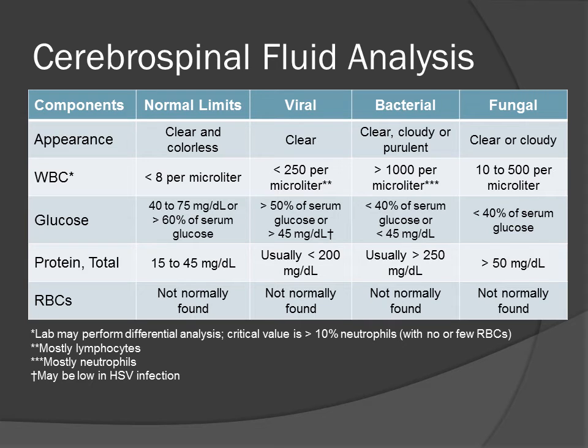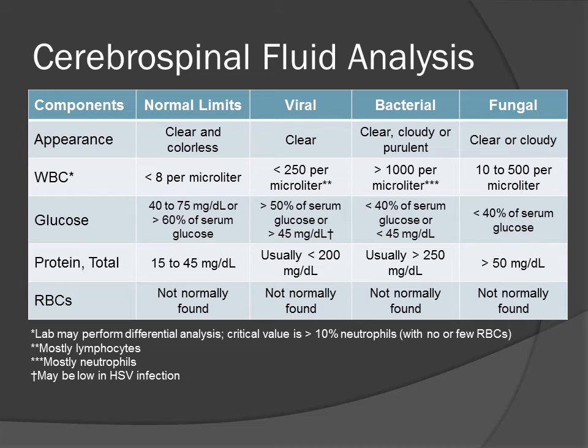When you take a look at cerebrospinal fluid analysis, they'll do a chemistry of it, and they'll look at the appearance. So what does a normal cerebrospinal fluid look like? It's typically clear and colorless. The white blood cells are less than 8 per microliter. The glucose is 40 to 75 milligrams per deciliter, or greater than 60% of the serum glucose. Total protein is 15 to 45 milligrams per deciliter, and red blood cells are typically not found. You will find red blood cells if it was a traumatic tap. If the lumbar puncture was traumatic, you will likely find red blood cells in there.